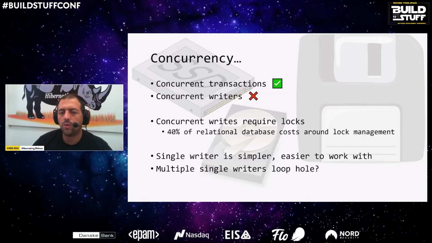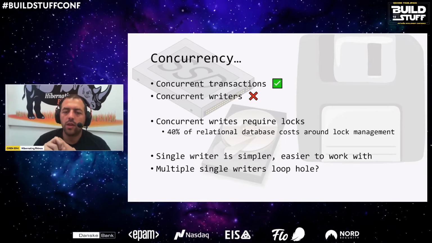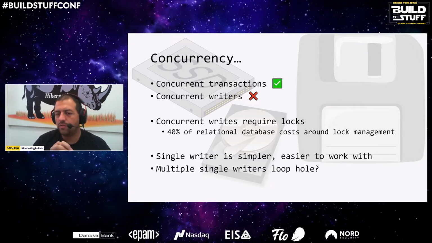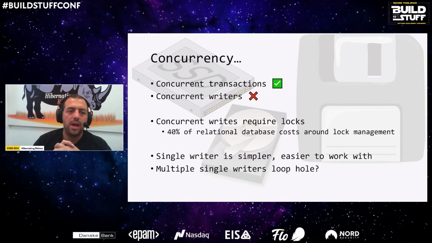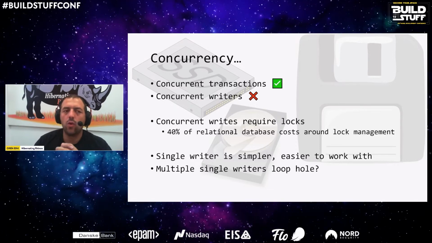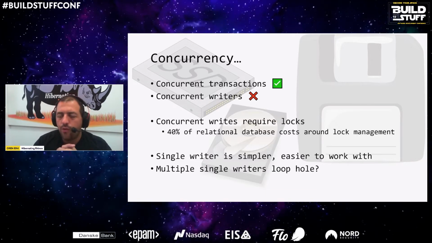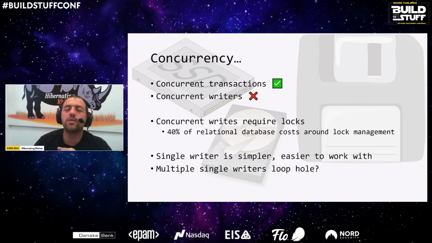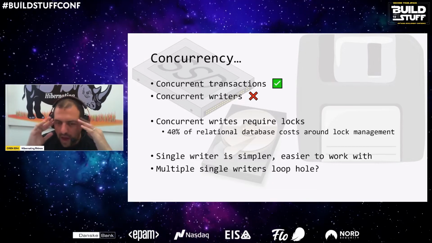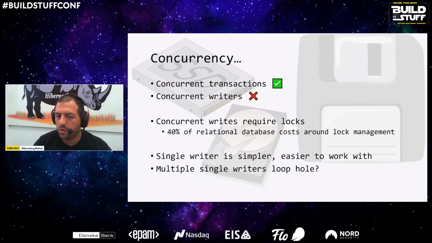But let's talk about concurrency in general here. We absolutely want concurrent transactions. The question is whether we want concurrent writers. Now, if you have concurrent writers, you have to use locks. There is this great paper called OLTP Behind the Looking Glass, and it analyzes common OLTP databases and tries to figure out what the relevant costs are. 40% of relational database performance cost goes to lock management. That's absolutely insane. You also have to write a lot more tricky code in order to deal with that.